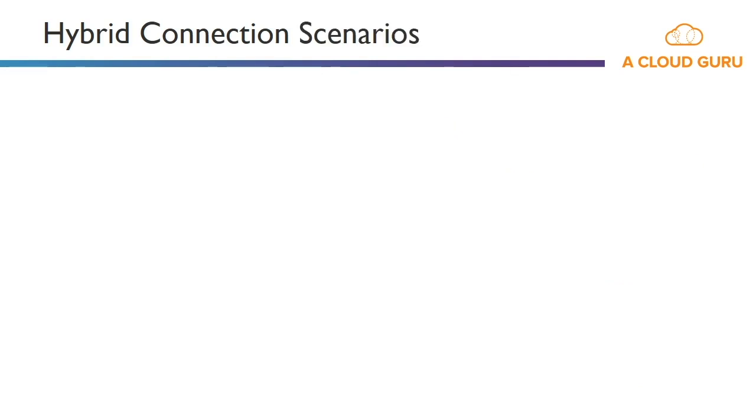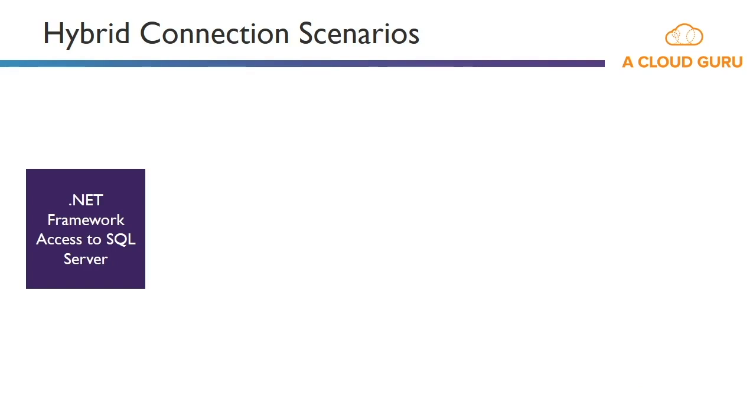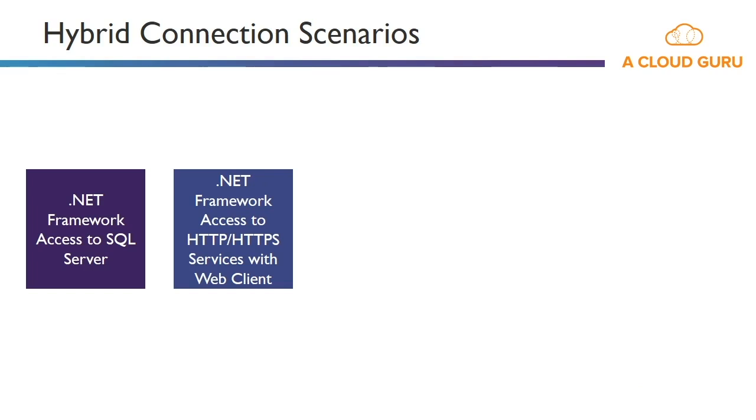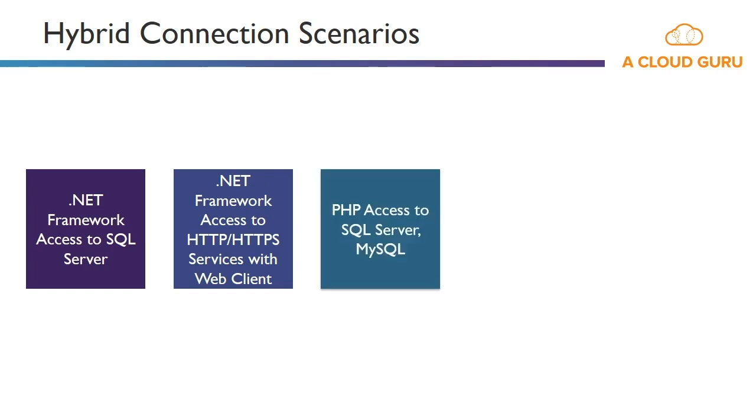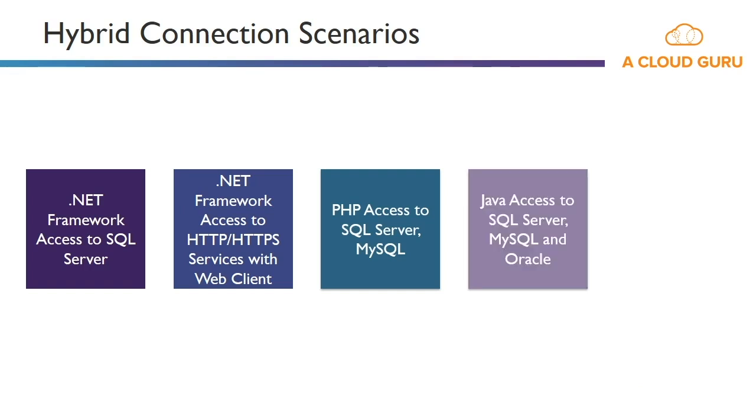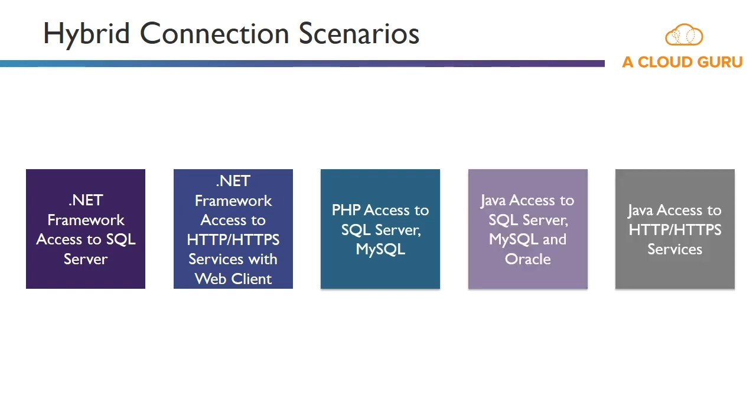Now, if we look at this from a scenario perspective, there's a number here. First of all, you might have a .NET framework that wants to access a SQL server. You could have a .NET framework accessing HTTP services with a web client. We could have PHP access to a SQL server or MySQL server. Java access to a SQL server, MySQL and Oracle, and Java access to HTTP and HTTPS services as well. All of these are predominantly web and mobile application frameworks that need to access some element of data services that they haven't got available to them in the public cloud and need to go back on premises using a hybrid connection.